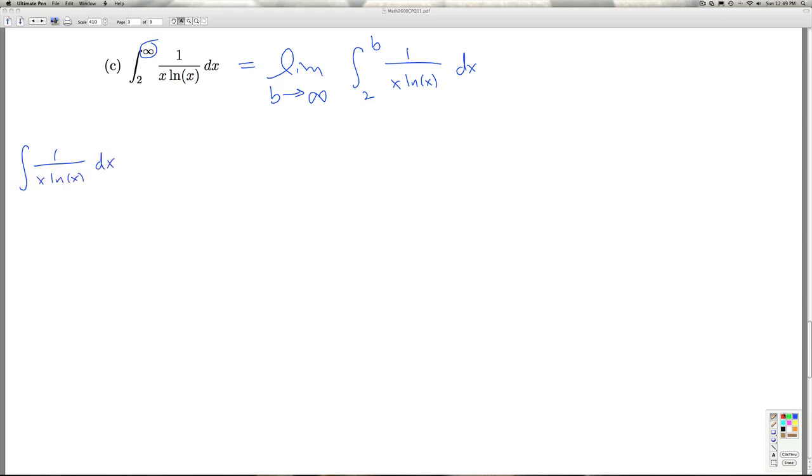It's actually a basic u substitution. If I let u be the natural log of x, then the du, 1 over x dx, is right there waiting for me. So this is really just the integral 1 over u du. So it's the natural log of the absolute value of u plus c. And so this gives me an iterated logarithm.